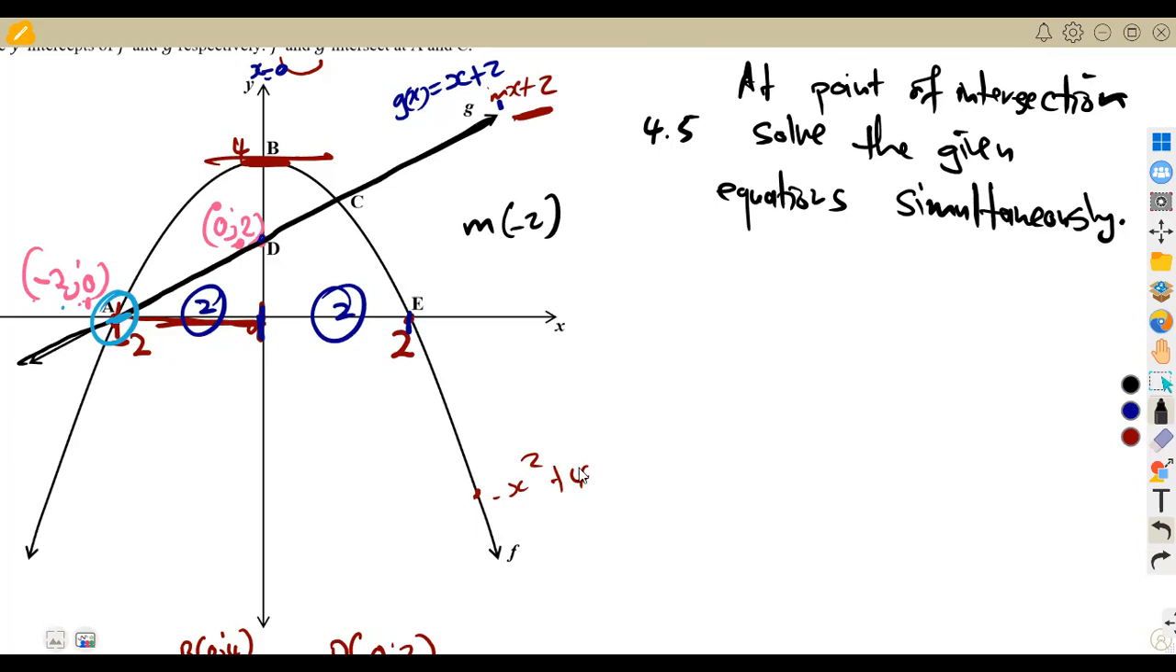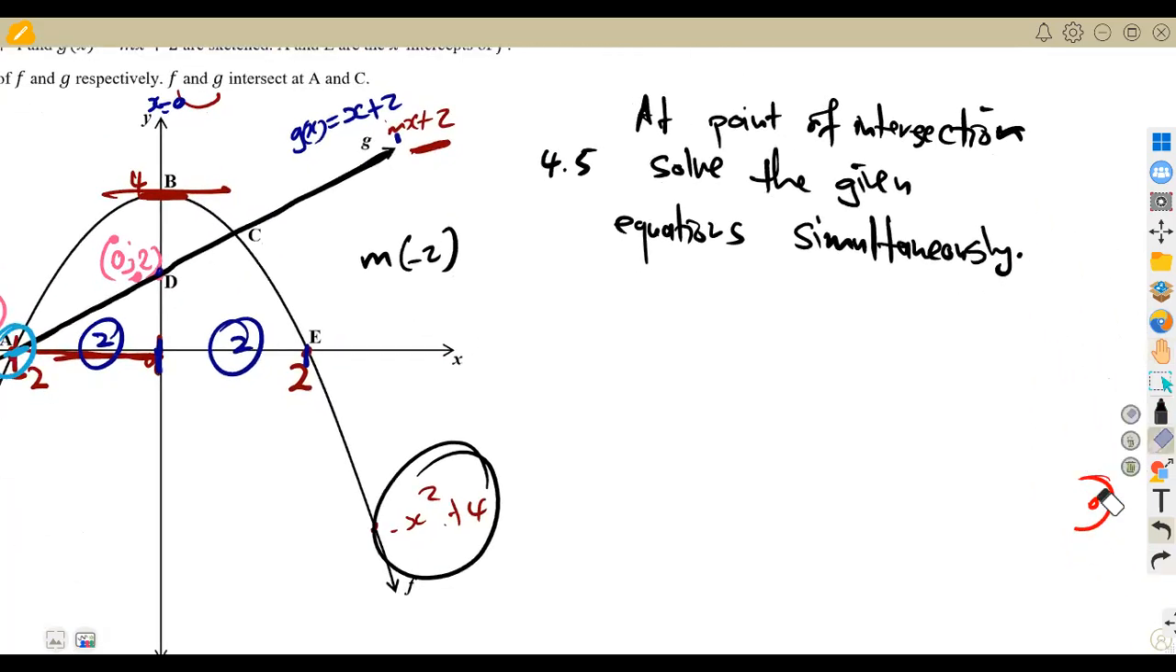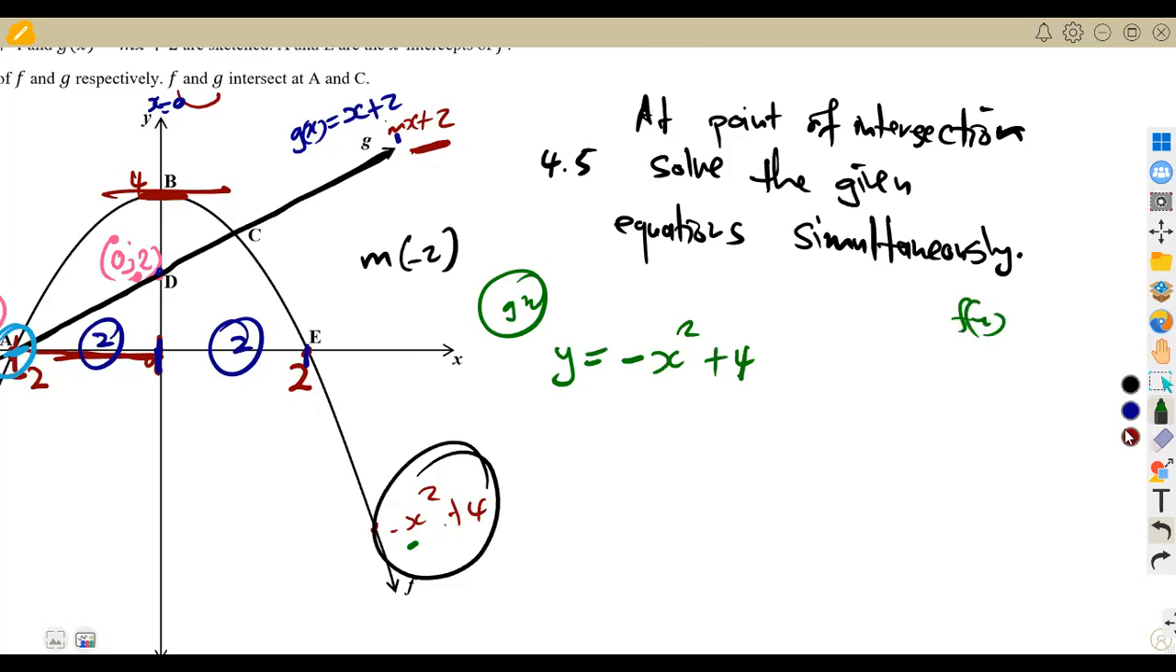We've got the one for f(x). Remember, I gave f(x) is equal to minus x squared plus 4. So you're going to consider that one for f(x). Let's just write y is equal to minus x squared plus 4. This is for our f(x). Then for g(x), it follows that y is equal to x plus 2. Remember, we calculated m, so there we're going to write x plus 2, as I mentioned before.